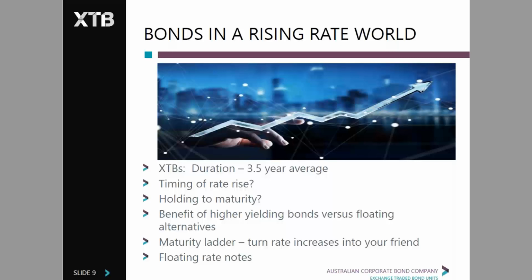Senior floating rate bonds are all issued by banks, and they are basically the most boring security in Australia when it comes to volatility.